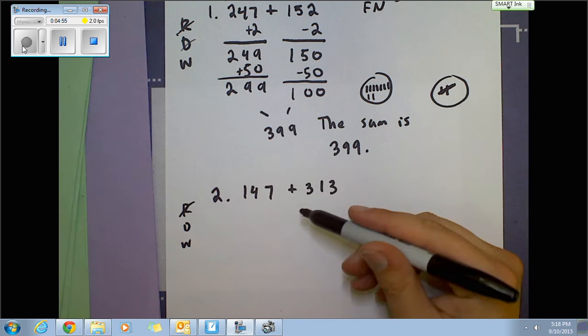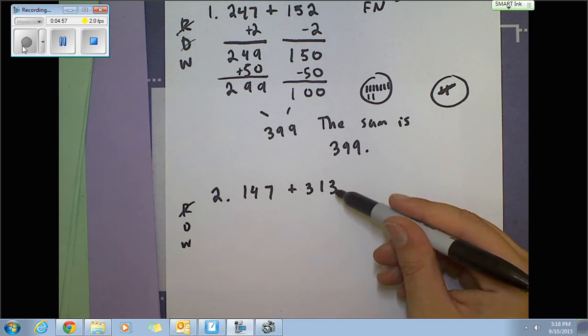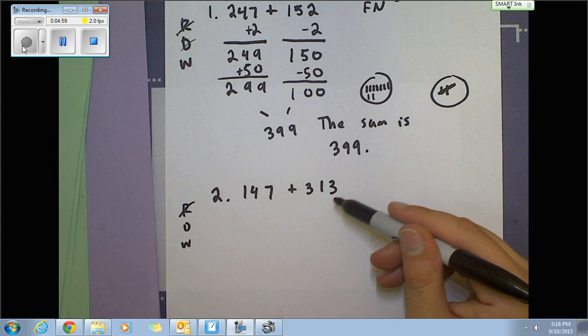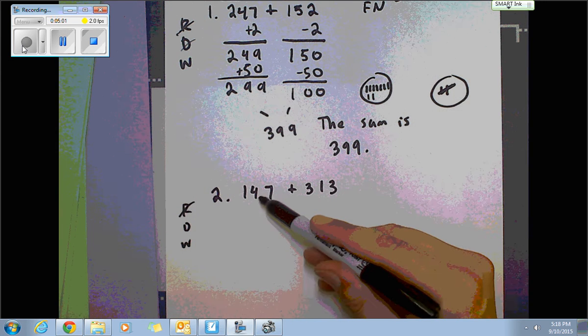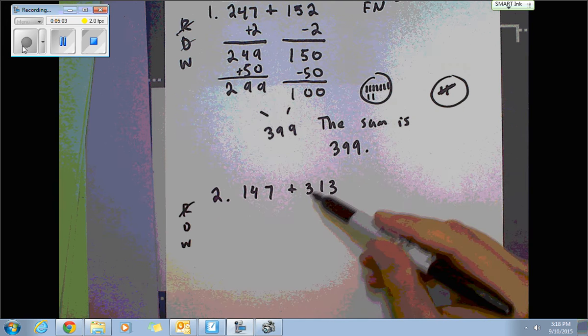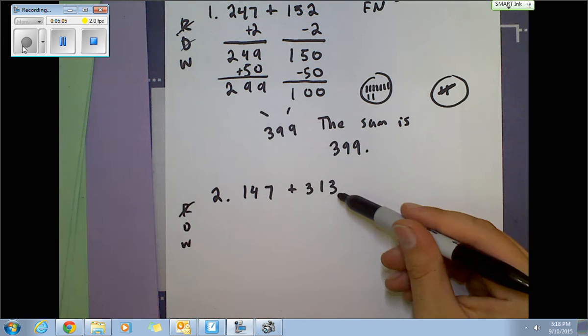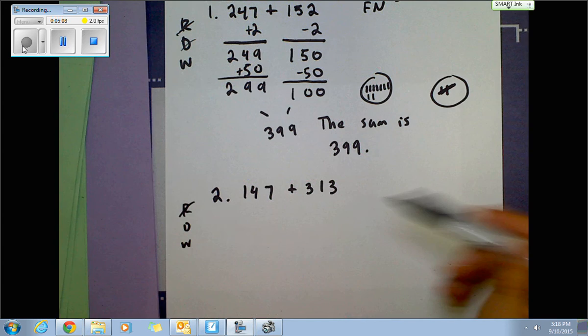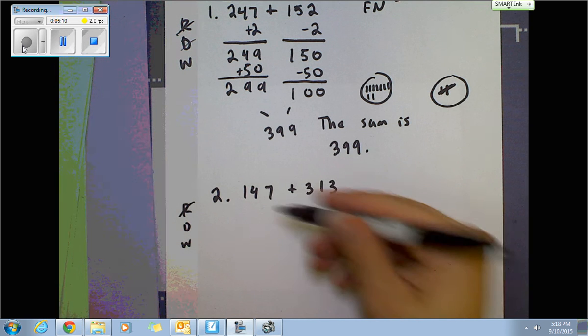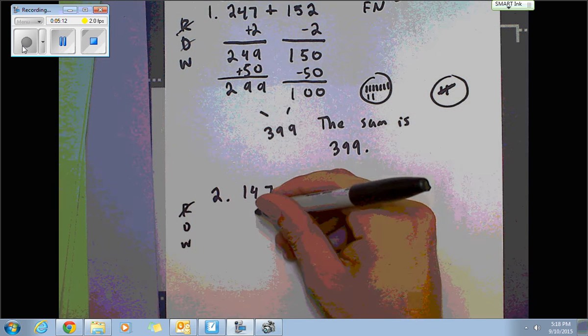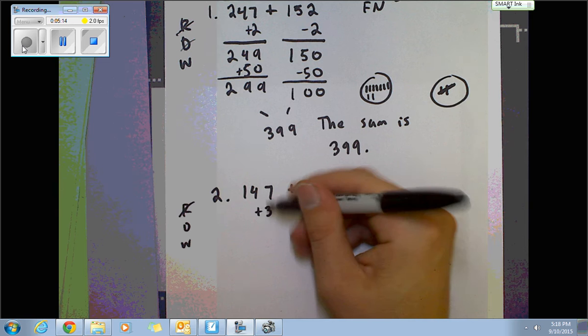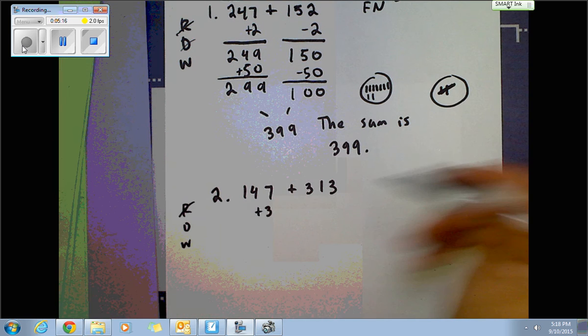Okay, now I'm going to look at the numbers. I'm going to think, okay, which 10 are these add-ins near? So 147 is close to 150. 313 is close to 310. Since I like working with 50s better than just 10s, I'll go ahead and change this one to 150. So to do that, you're going to add 3, because 150 is 3 steps away from 147.